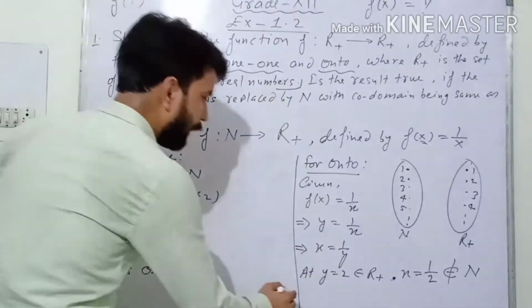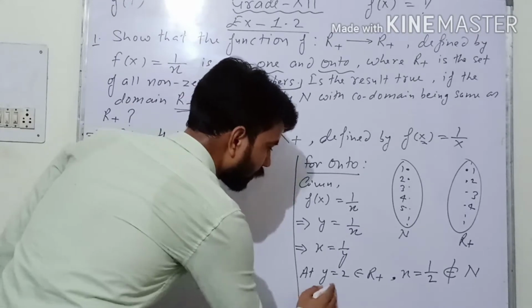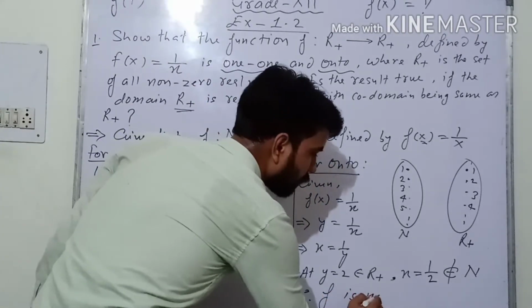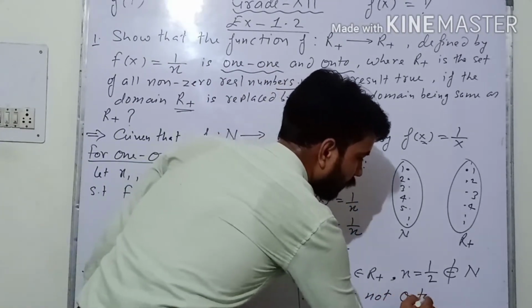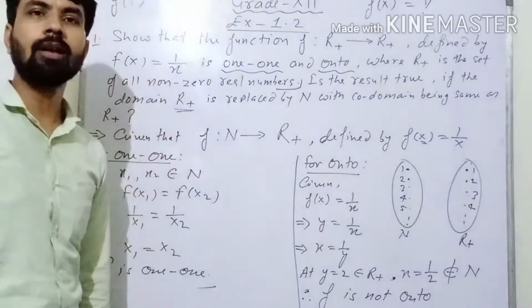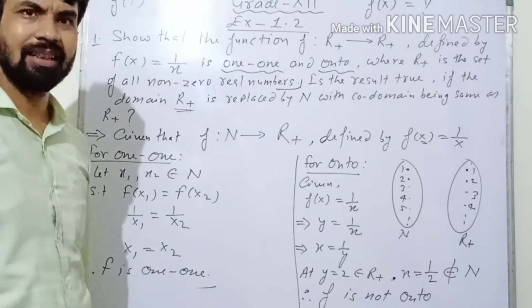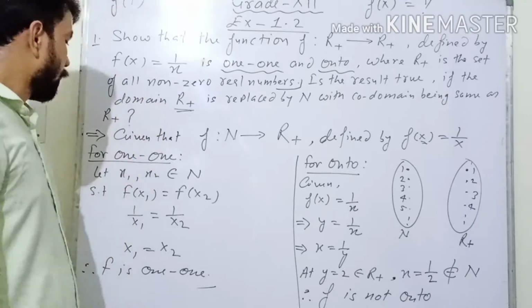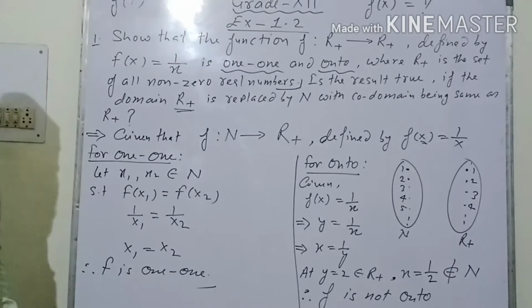So at last you have to write: hence f is not onto. F is not onto. Is it clear? Okay, students. So beta, pause the video and note it down.